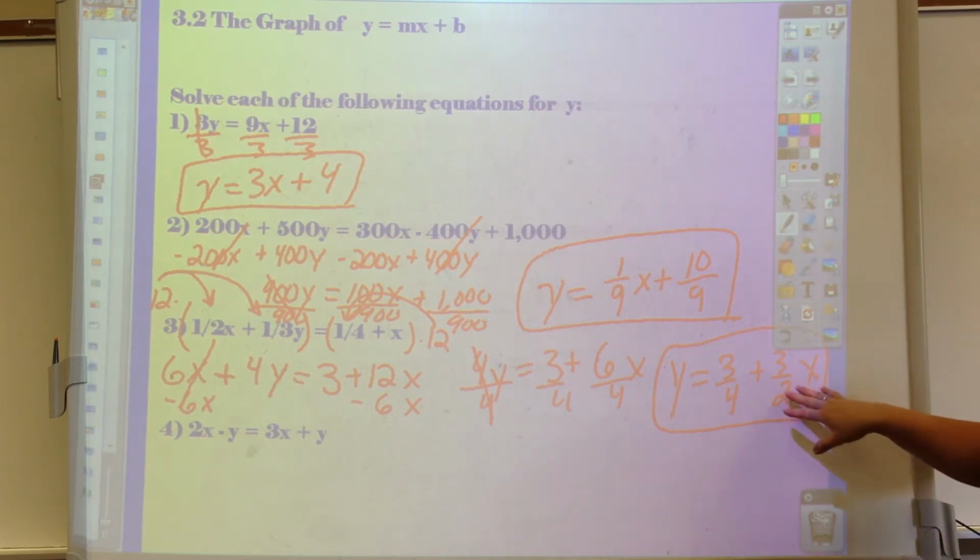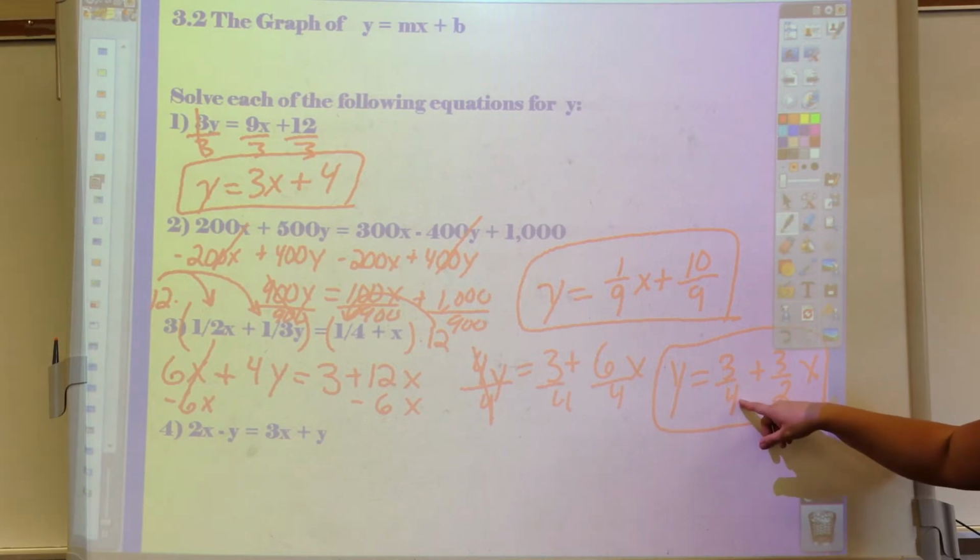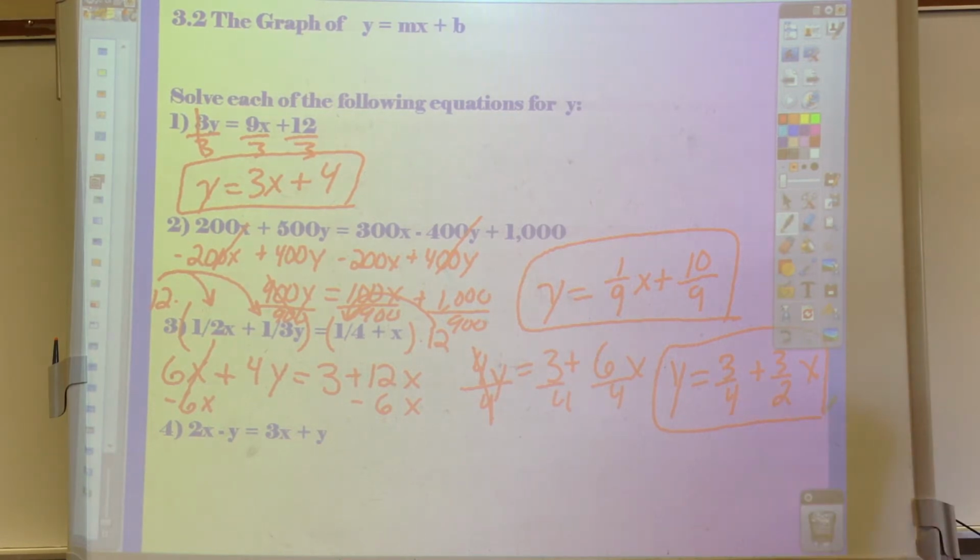So here, the m value that's being multiplied by x is 3/2, so that's my slope. It's positive. I go up 3 and over 2. And my y-intercept, or my b value, is 3/4.